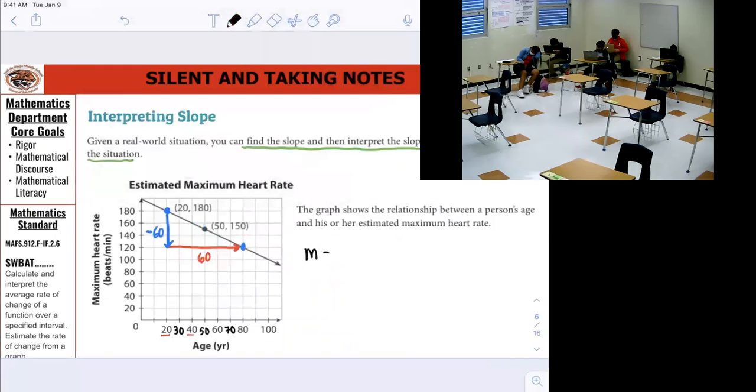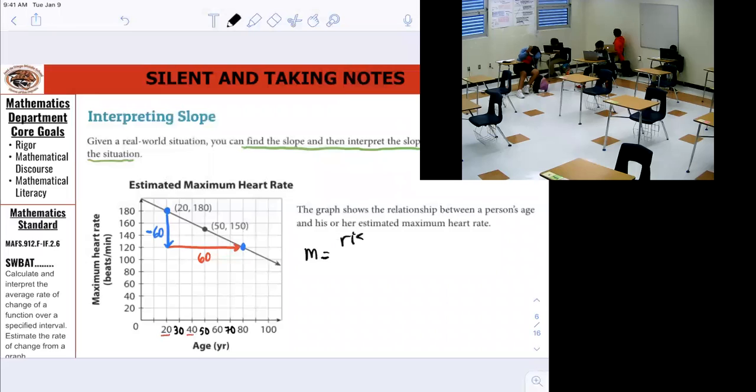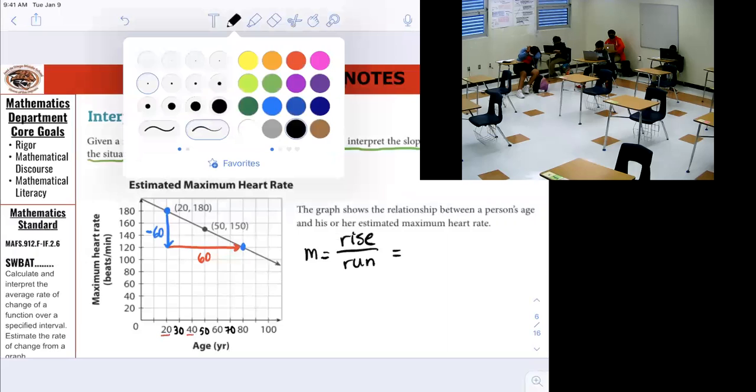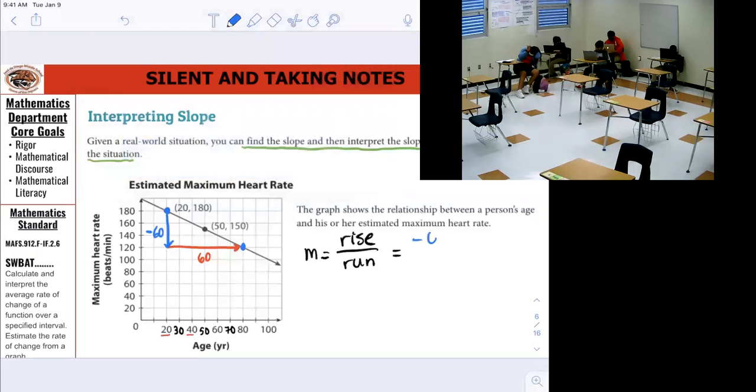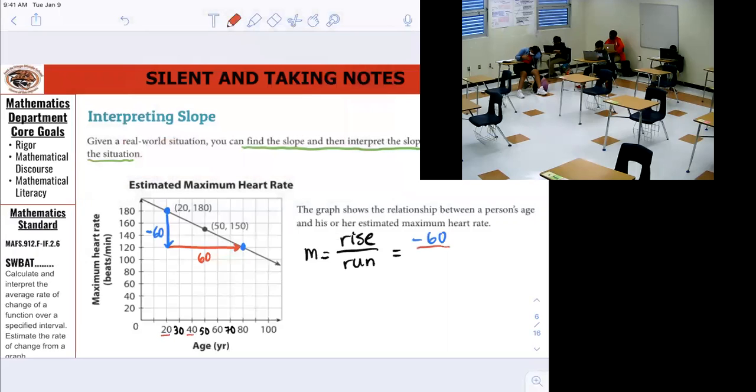M equals rise over run. Write that down, rise over run. So in this case, I would have negative 60 over positive 60. And what's negative 60 divided by positive 60? Negative 1. Good.